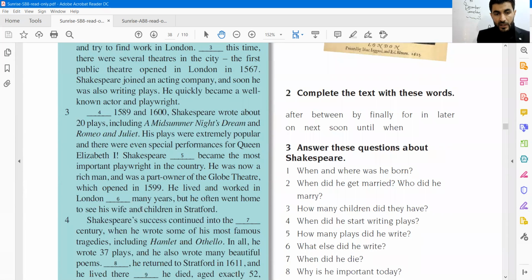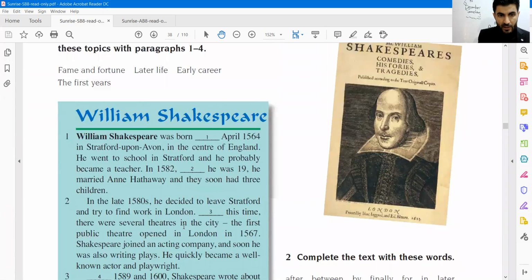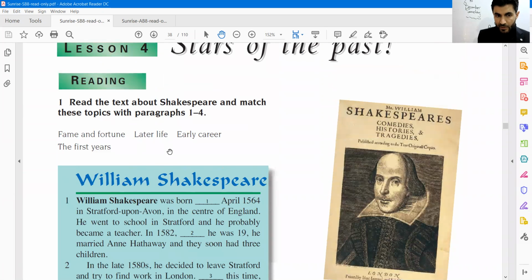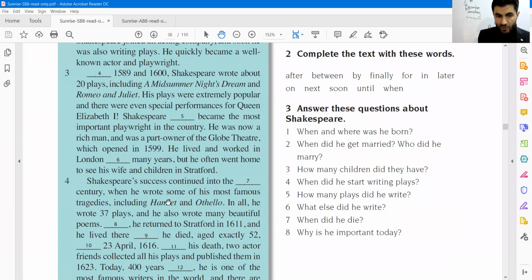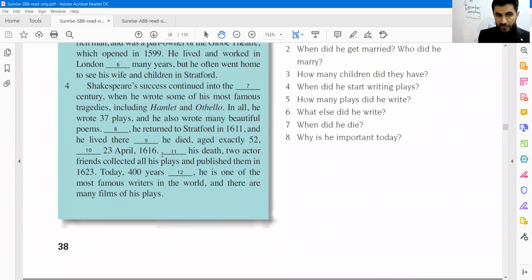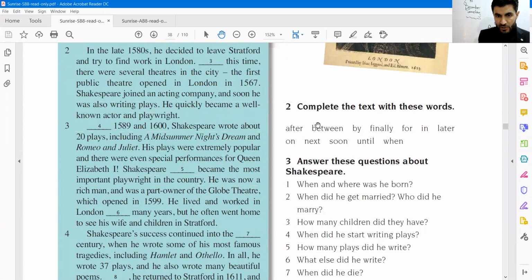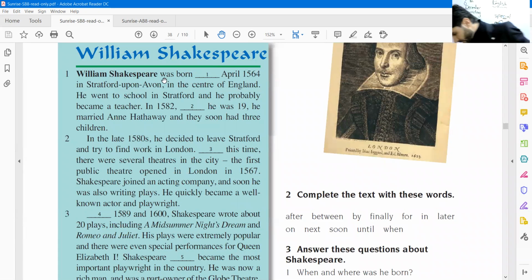Okay, here number three. So number four, it's the later life. What happened to him after he became famous? So this one talks about his later life. So now we're going to use these prepositions: after, when, by, finally, for, later on, next, soon, until, when, and these dashes. So the first thing is, okay.